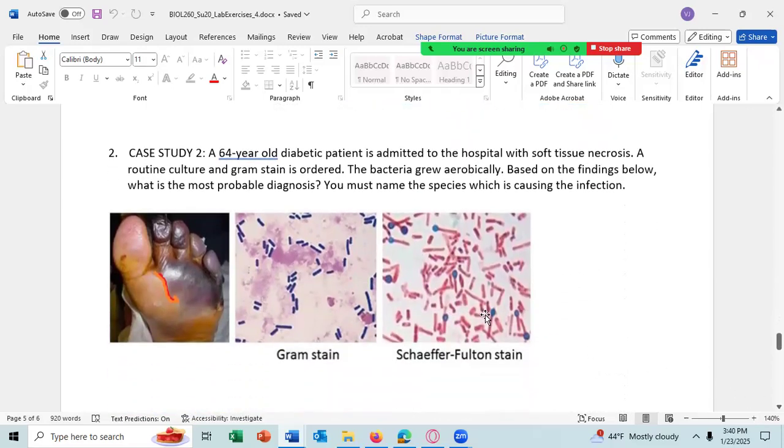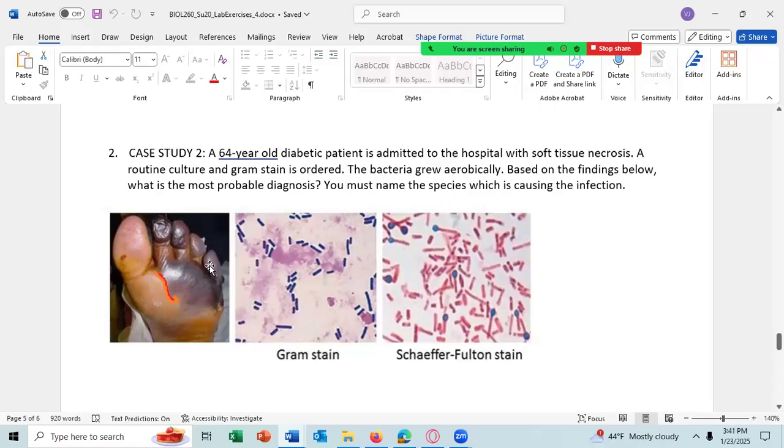And then case study 2: a 64-year-old diabetic patient is admitted to the hospital with soft tissue necrosis. There it is there, and that looks really bad. A routine culture and a gram stain is ordered. The bacteria grow aerobically. Based on the findings below, what is the most probable diagnosis? Once again, you must name the species which is causing the infection. You can't simply give me an answer like diabetic necrosis. Okay, you must name the species causing the infection.